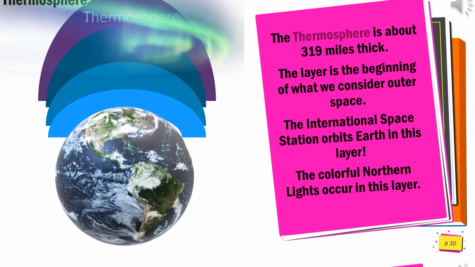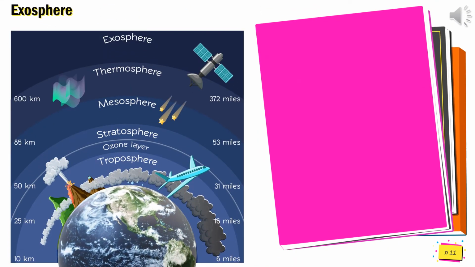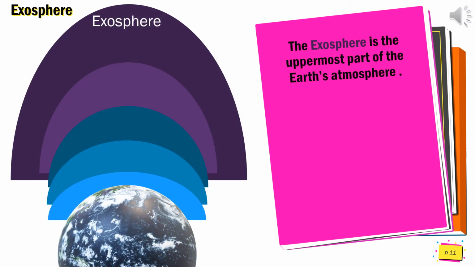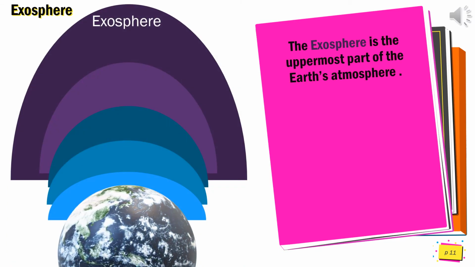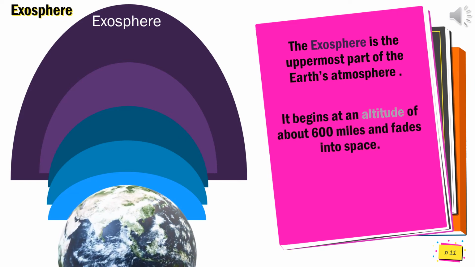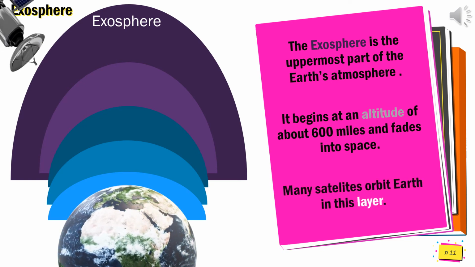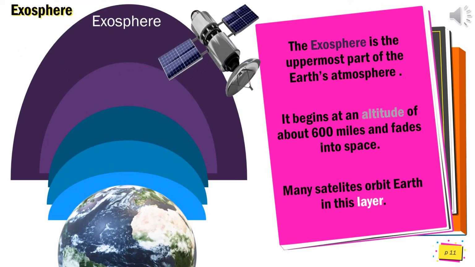Let's take a look at the last layer. The exosphere is the uppermost part of the Earth's atmosphere. It begins at an altitude of about 600 miles and fades into space. Many satellites orbit Earth in this layer.